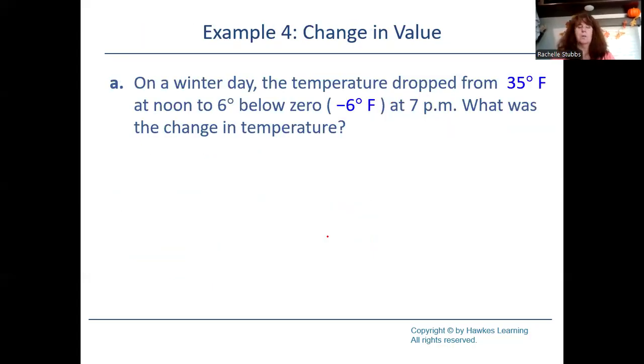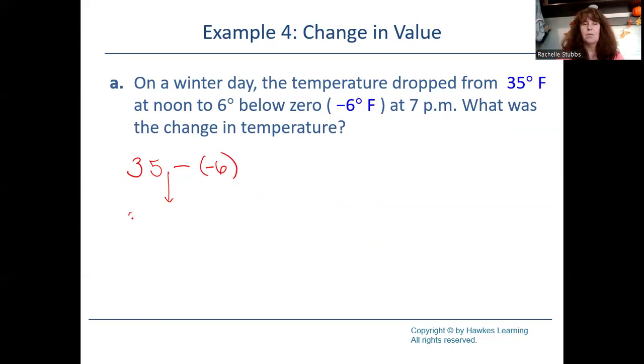Okay, so these are really important when we do these kind of problems, that we know how to interpret what they're saying, okay? So on a winter day, the temperature dropped from 35, so it was at 35. What does dropped suggest? It says it's going to drop at noon to 6 below 0. That's a negative 6. So it dropped to a negative 6. So we want to know the change in temperature.